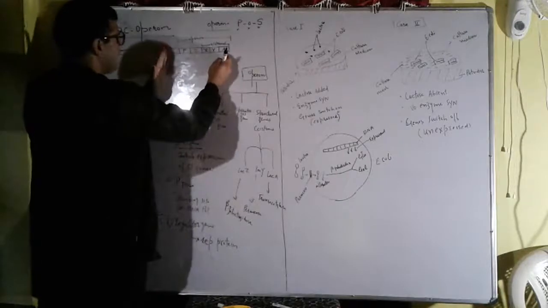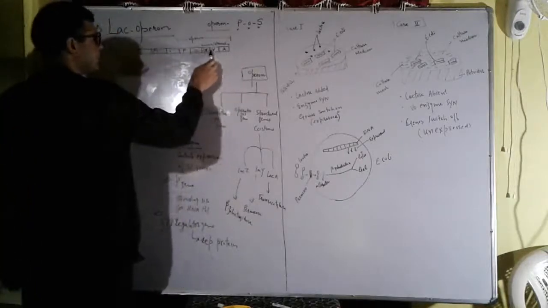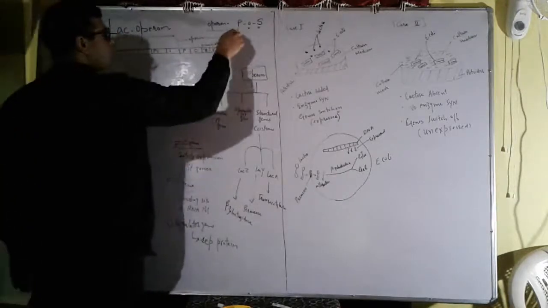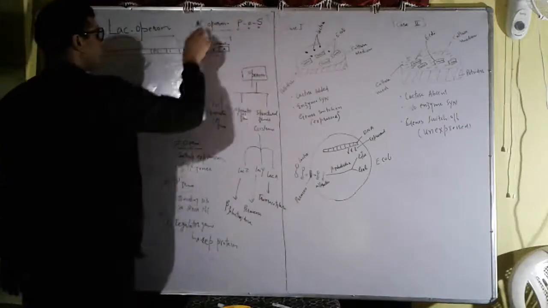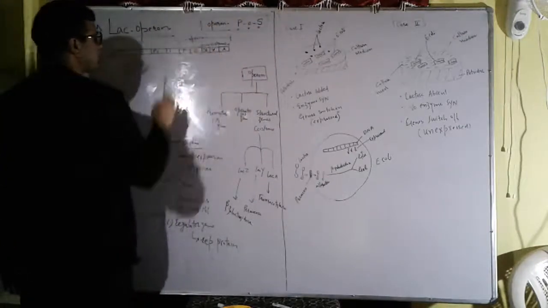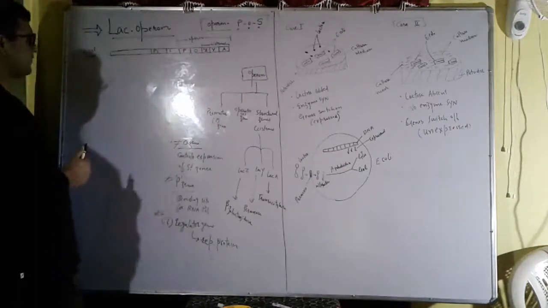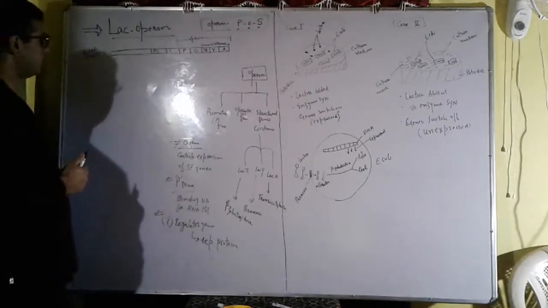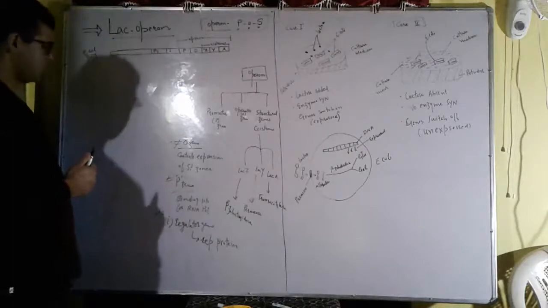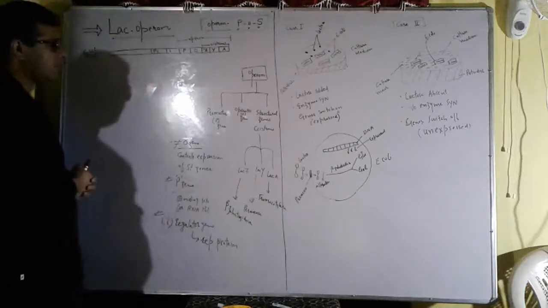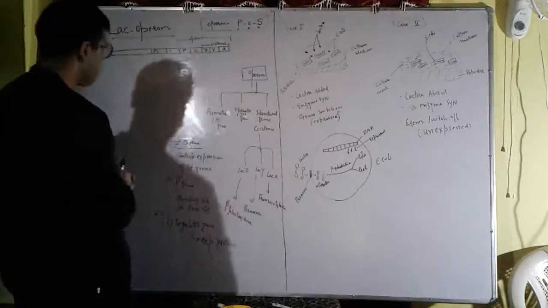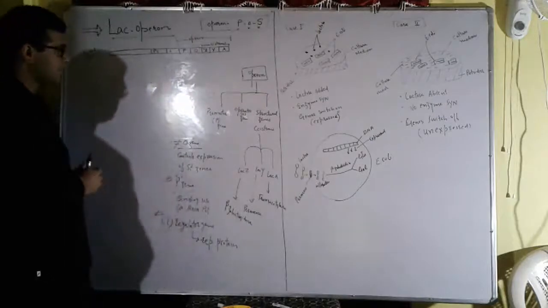This SOP, structural gene, operator gene, and promoter, is called an operon. So this is an operon, the structural genes. Now, what is the mechanism for the lac operon or lactose operon? We'll explain like this.